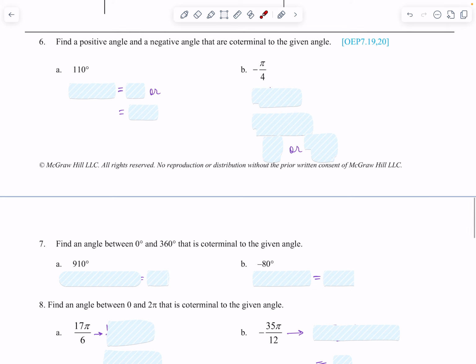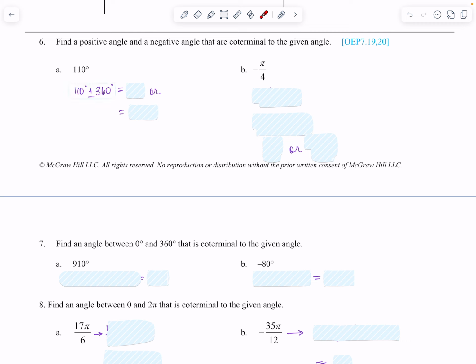So for number 6 then, we are looking for both a positive angle and a negative angle that are coterminal to the given angle. For the record, there are an infinite number of answers to these two questions, part A and part B, because I could add one whole circle, I could add two whole circles, I could subtract 5 whole circles. There's an infinite number of answers. I'm just going to give you the two closest angles, the first positive and the first negative, essentially.